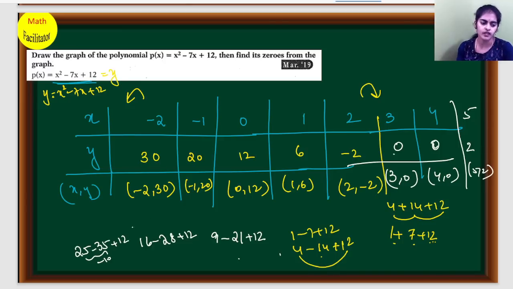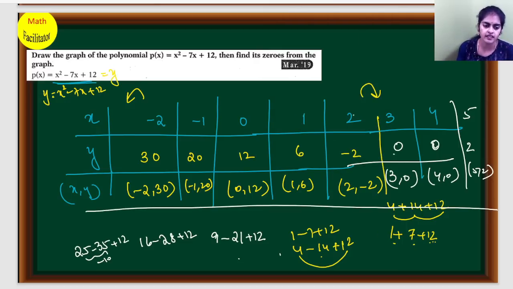Okay, so have a look at the pattern of the table of values you got. Here if you see, if I am taking negative values, these values are becoming bigger. Okay, so these values which you can see here are becoming bigger.